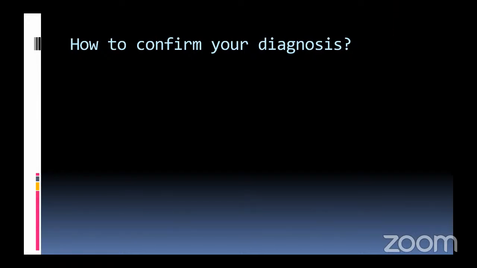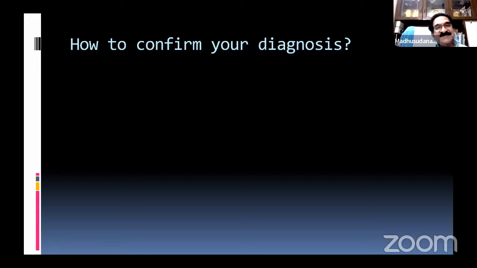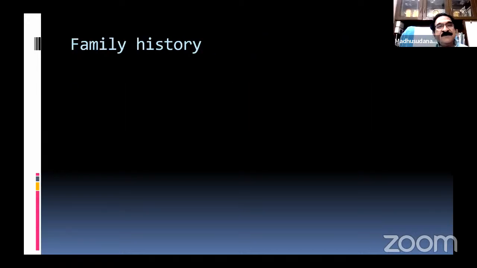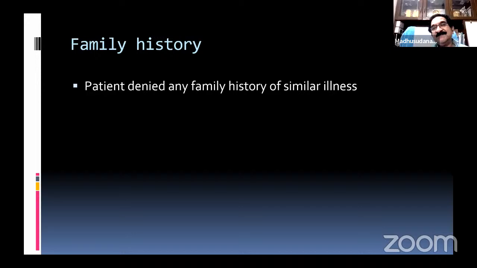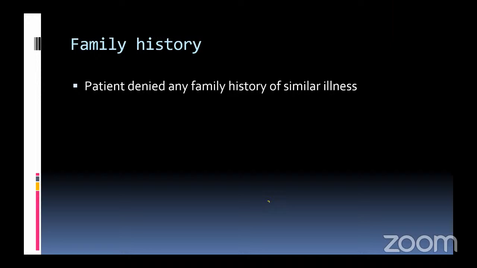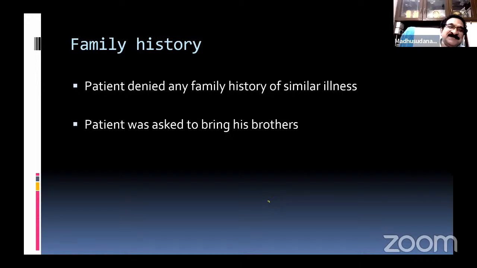Family history, sir. Correct. The patient didn't have any family history of a similar illness. What will you do? Check the family members. Correct. The patient is the eldest, with two younger brothers, one staying in Chennai and the other in Bangalore. Then I know what I did.